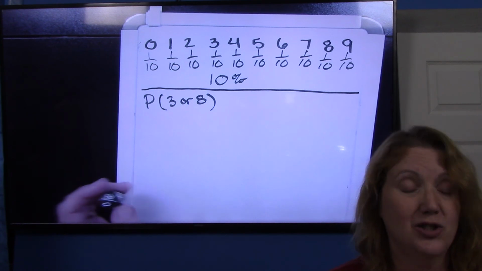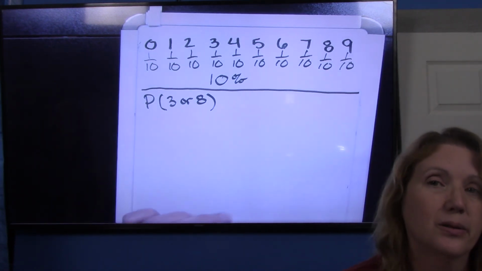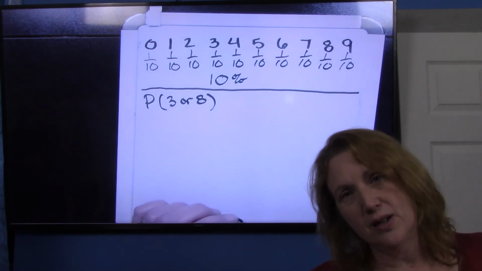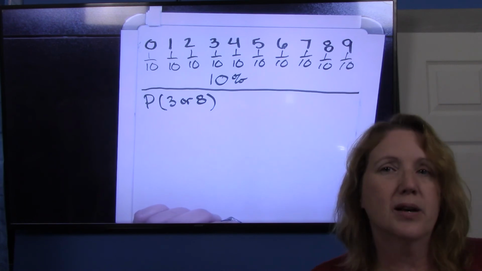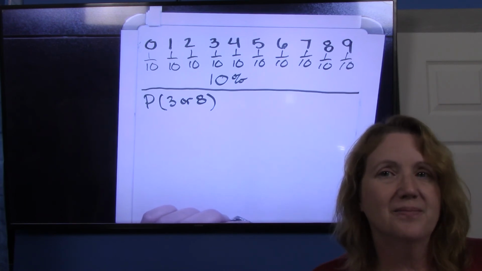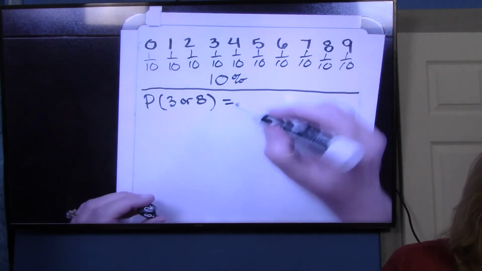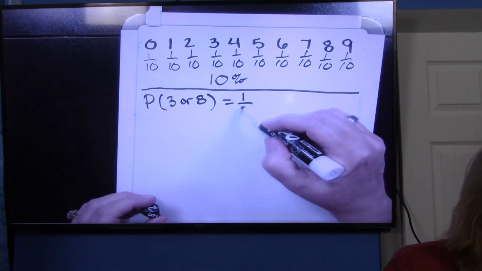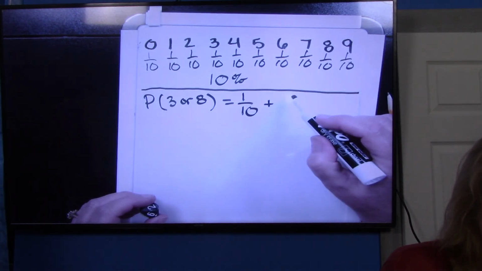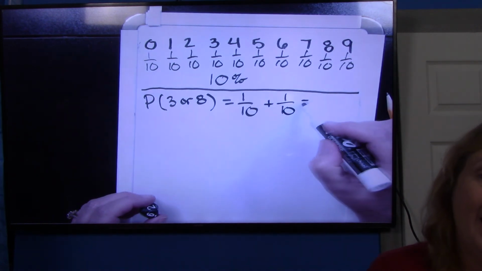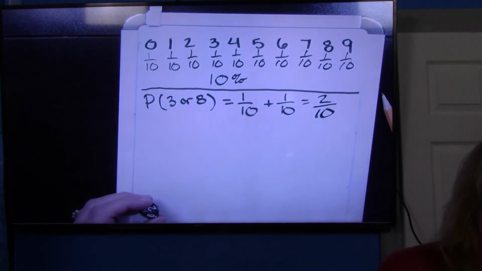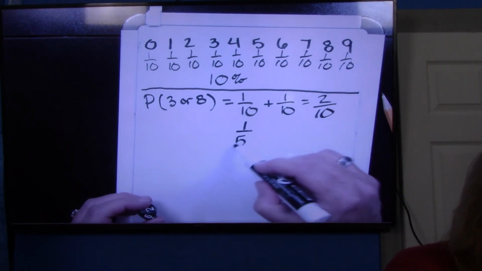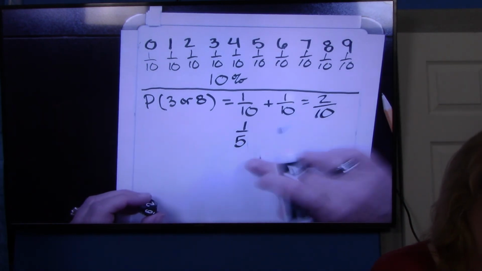Now, I asked you, what's the probability of getting a 3 or an 8? So first I want you to give me the fraction. Put that in the chat. Let's see. The probability of getting a 3 is 1/10. The probability of getting an 8 is also 1/10. So if I add those together, I will have 2/10, which does reduce to 1/5.